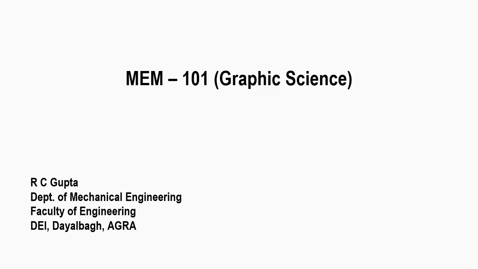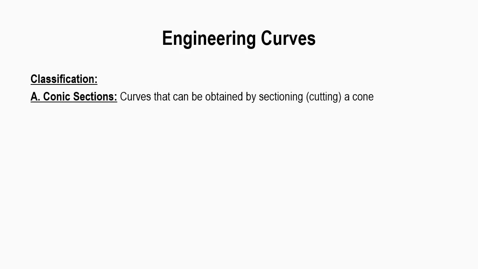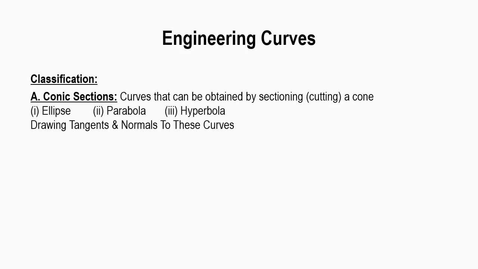So today we are going to study engineering curves. Engineering curves can be classified into three main categories. First one is the conic sections. Under this category we have curves that can be obtained by sectioning or cutting a cone. In this category comes the ellipse, parabola and hyperbola. We will learn how to draw these curves and also how to draw tangent and normals to these curves.